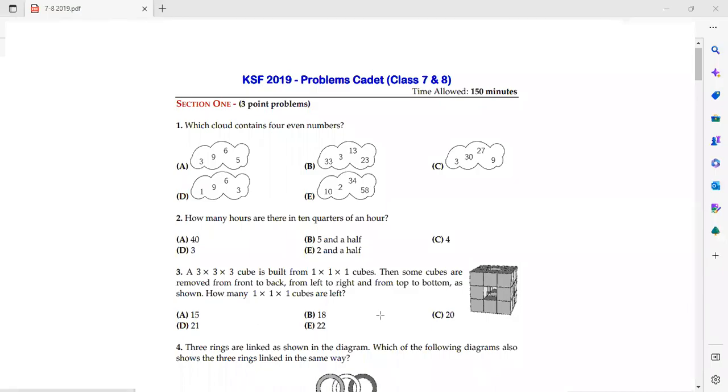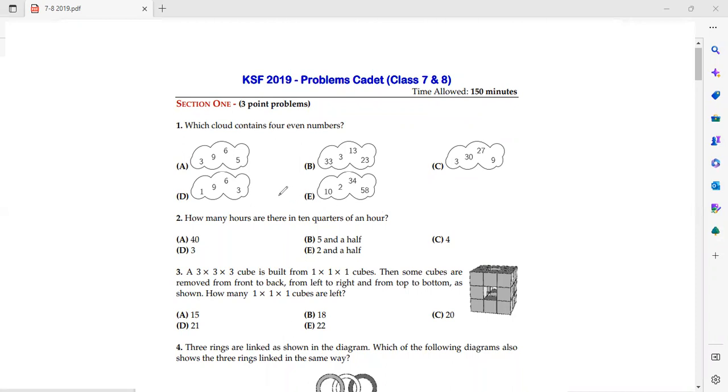Hello friends, today we will be doing Maths Kangaroo cadet level for class 7 and 8, year 2019. So let's start with question number 1. Question number 1 reads as follows. Which cloud contains 4 even numbers?